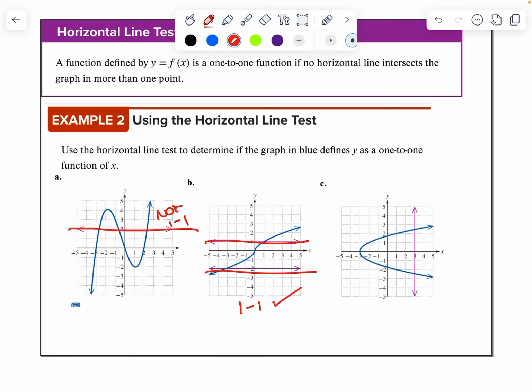Here, see this vertical line test happening, right? It's not a function. It's not a function in the first place, but it is 1-to-1. Remember that if a function is 1-to-1, then we can find its inverse.